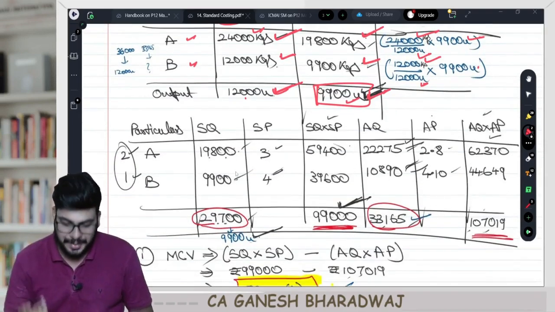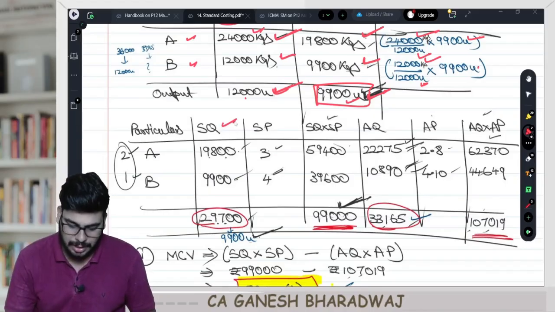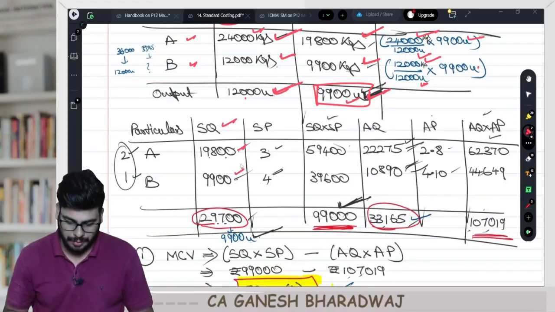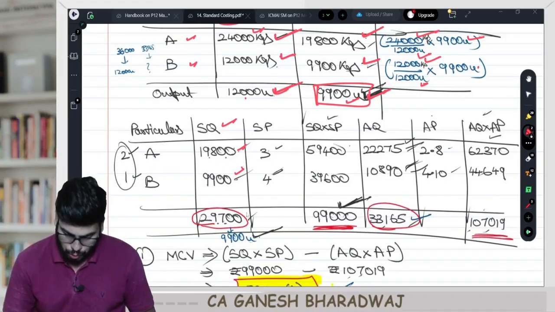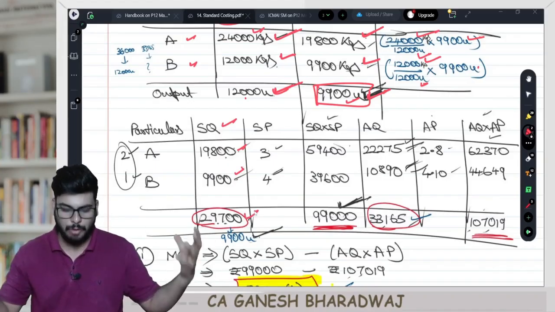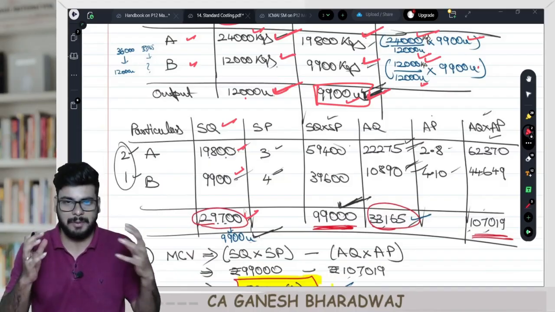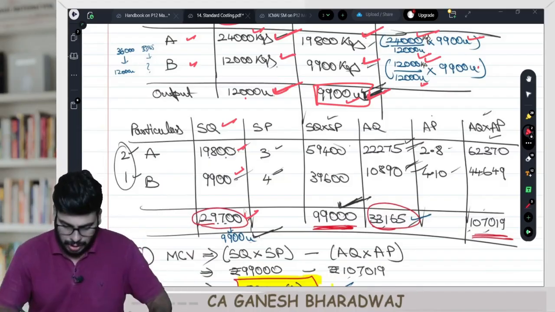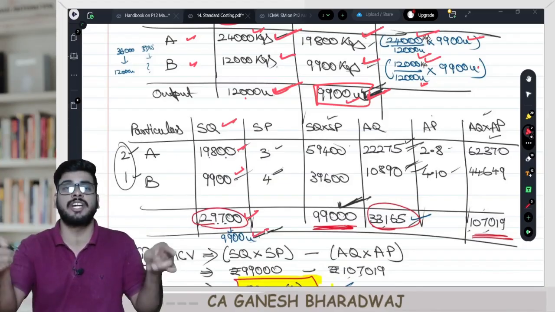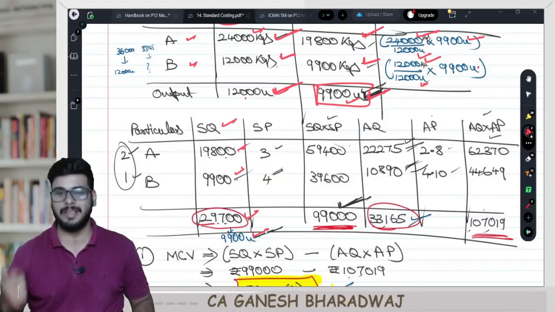Now, what do we do? Yes, now we can prepare the statement. Standard quantity of A and B, we just now got the figures, right? You add up the two. Totally how many kgs of A plus B were inputted? 29,700 kgs of A plus B were inputted, right? So this got converted effectively into 9,900 units of output. Are you clear with this? This is the meaning, right?